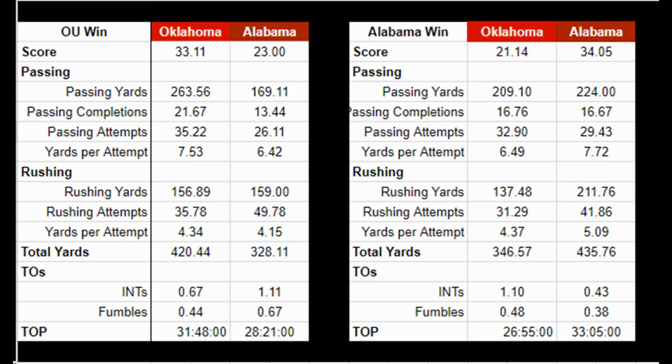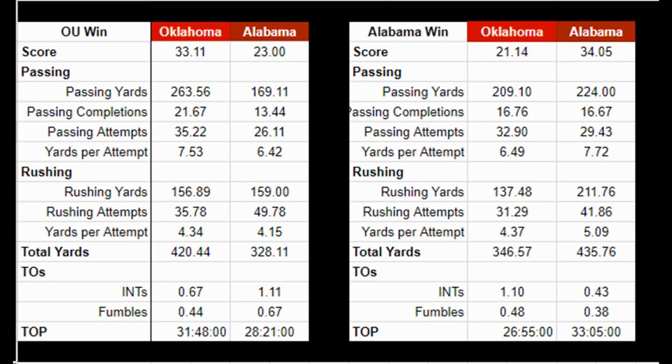In OU's wins, Kyler Murray completes about 22 out of 35 passes, but in their losses, he's hovering closer to about a 50% completion rate. Conversely, when Tua loses, he's about a 50% completion rate, but when he wins, he doesn't get that much better on the completion side. The important thing is to look at the yards per attempt. When OU wins the yards per attempt battle, they win the game. Conversely, when Alabama wins it, they win the game.